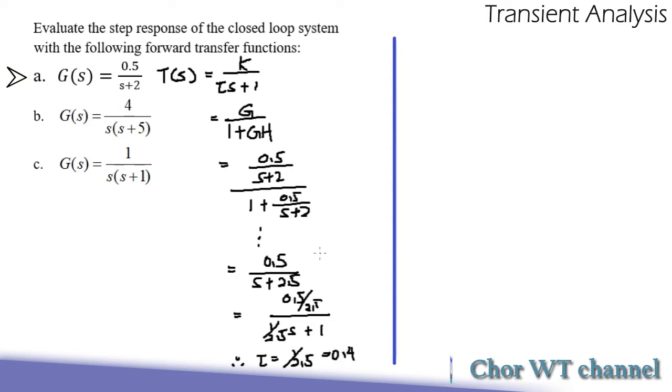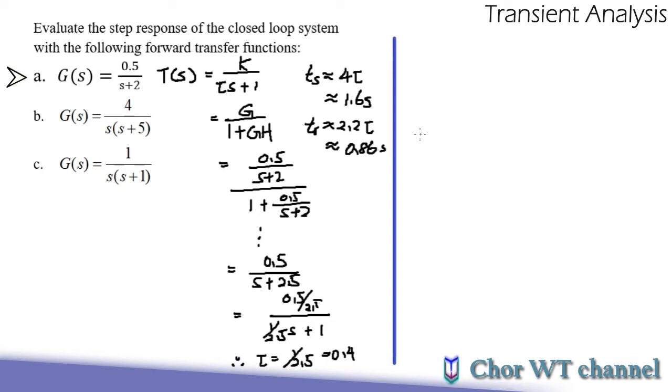And from here, we can determine the settling time and rise time. We can approximate settling time to be approximately 4 tau, so we get approximately 1.6 seconds. And then our rise time can be approximated as 2.2 tau, which we can approximate to 0.86 seconds. So this will be our working.